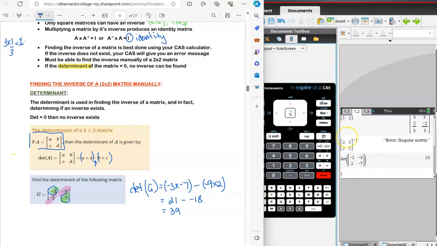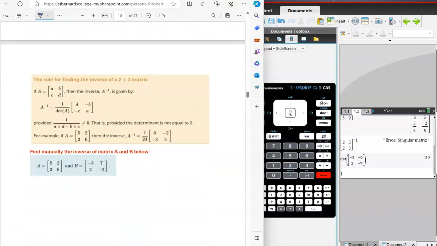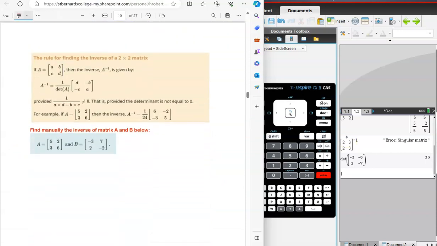And we would do that for all big ones, like bigger than a 2 by 2. So if we had a 3 by 3, etc. Now, this is all leading into finding the inverse manually, because that's another thing we need to do. So we need to be able to manually find the inverse of a 2 by 2. Otherwise, all bigger ones, we can just use our calculator.